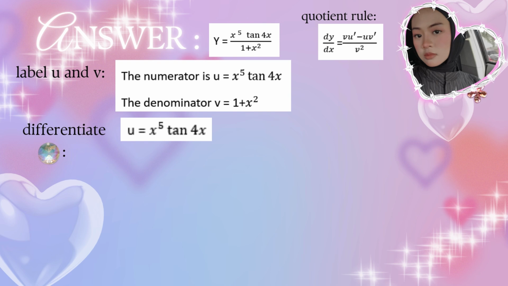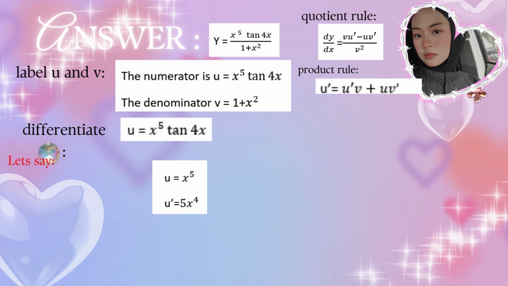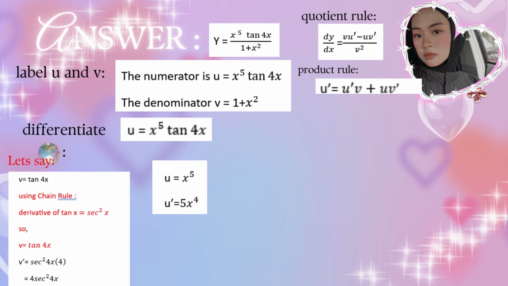So this is a product of two functions, which is x to the power of 5 and tangent 4x. So we need to use the product rule, which is u prime equal to u prime v plus u v prime. Okay, let's say u equal to x to the power of 5. So the differentiation of u equals 5x to the power of 4. Next, let's say v equal to tangent 4x.